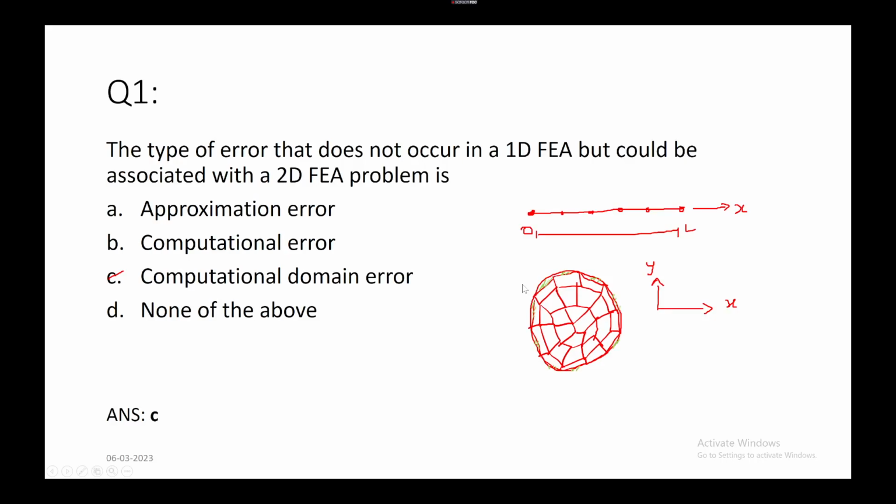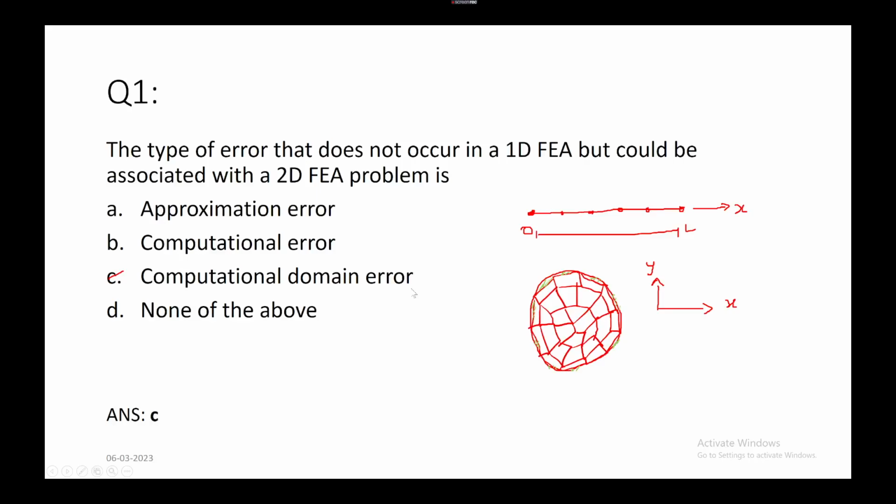This domain can be of any random shape. It is not necessarily perfectly circular or perfectly rectangular. It is a random shape, and we are trying to discretize the domain using some rectangular two-dimensional elements. So we see that there are some portions which are not covered by the elements. These correspond to the computational domain error, because our domain is not 100% discretized.